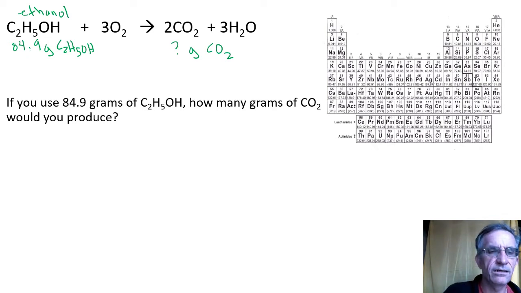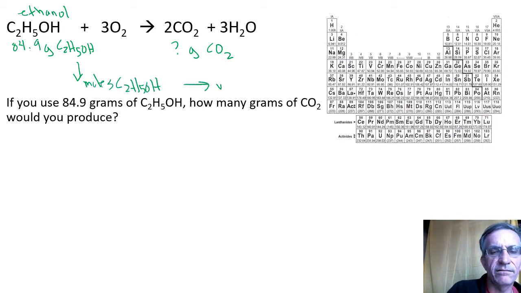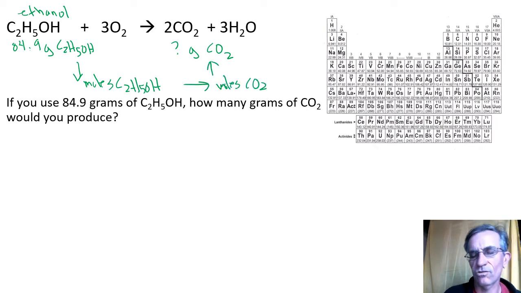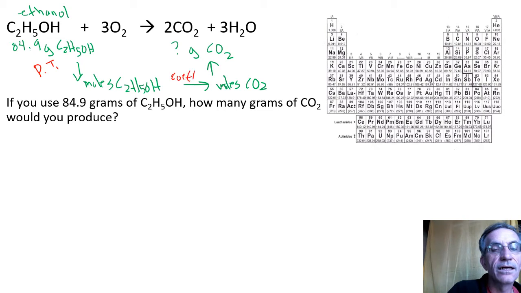How do we do that? Grams of alcohol to moles. Moles of alcohol to moles of what I ask you about, carbon dioxide. And then back to grams. So it's a 3-step problem. You're going to have to bust out your periodic table, use your coefficients, and then use your periodic table again. Let's go over it.